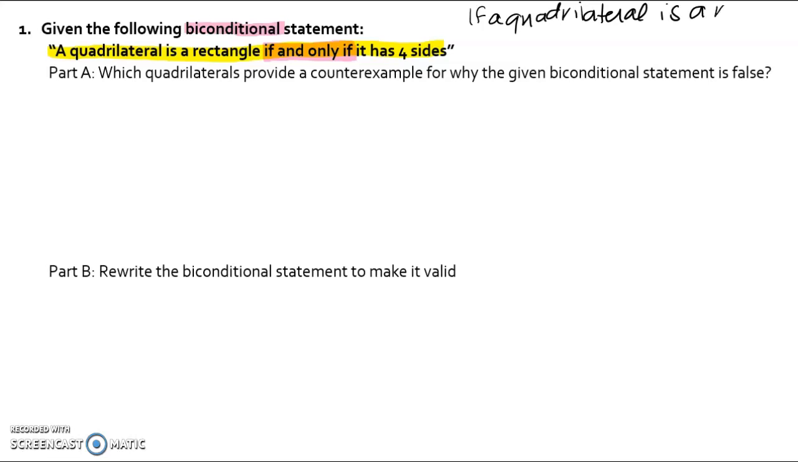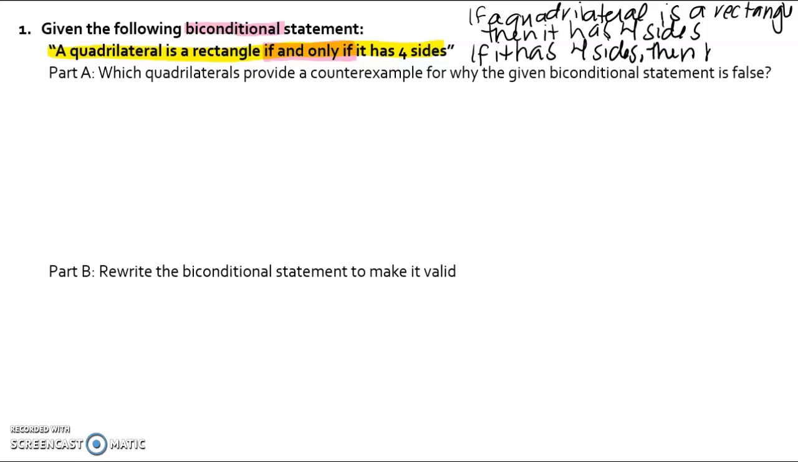is a rectangle, then it has 4 sides, and the converse. If it has 4 sides, then the quadrilateral is a rectangle.